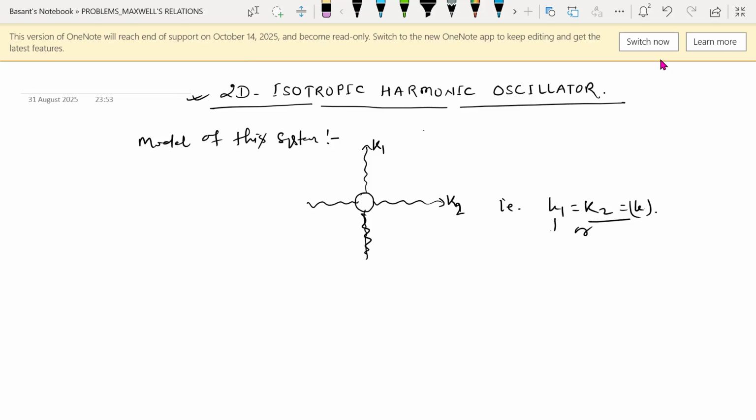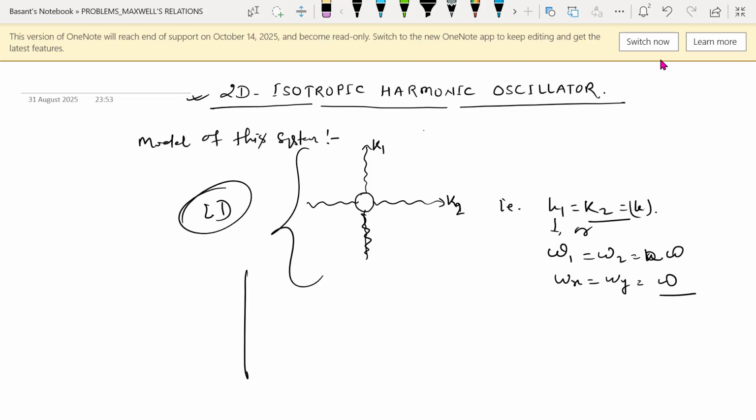Or we can say that omega 1 is equal to omega 2, that is omega x is equal to omega y is equal to omega, because this is a 2D model and it can be represented in the XY plane. So this is the simplest model of the present topic, the 2D isotropic harmonic oscillator. Isotropic means same frequency.